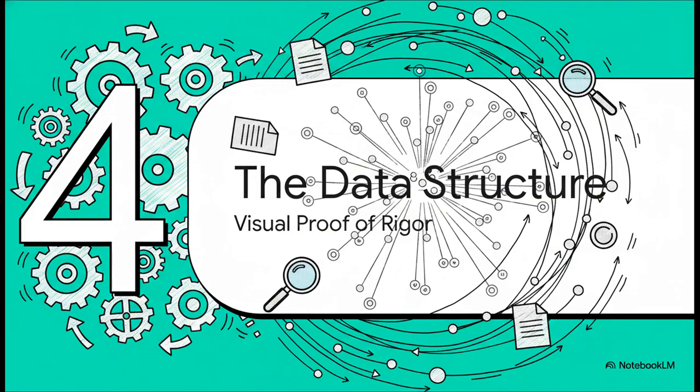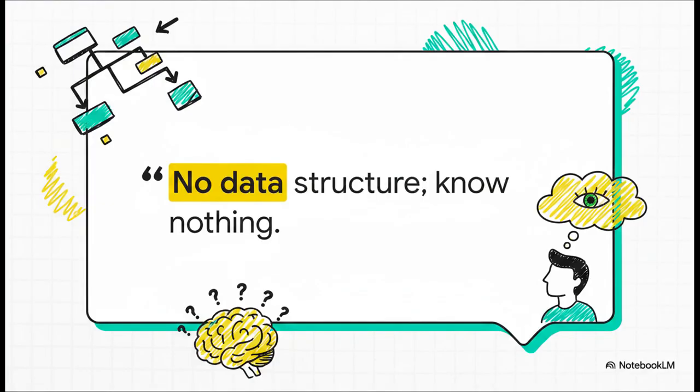Section 4. Building the data structure. Creating visual proof of your rigor. This brings us to the absolute pivotal step of the entire research approach. The authors use a guiding mantra for this phase, and they deliver it incredibly forcefully. No data structure, no nothing.